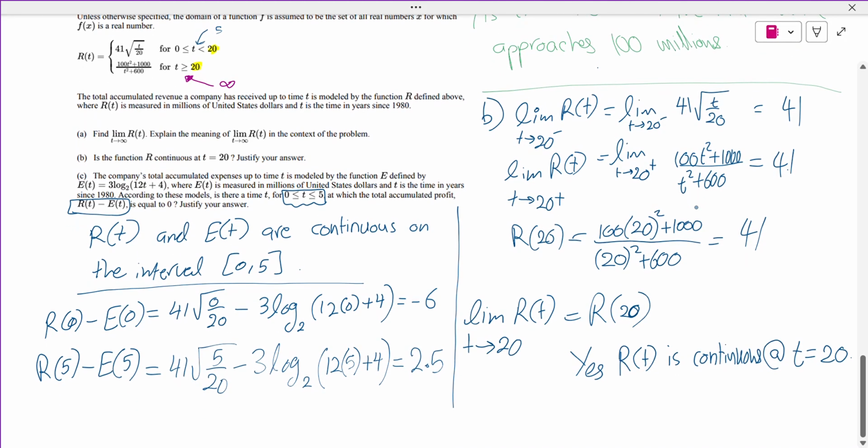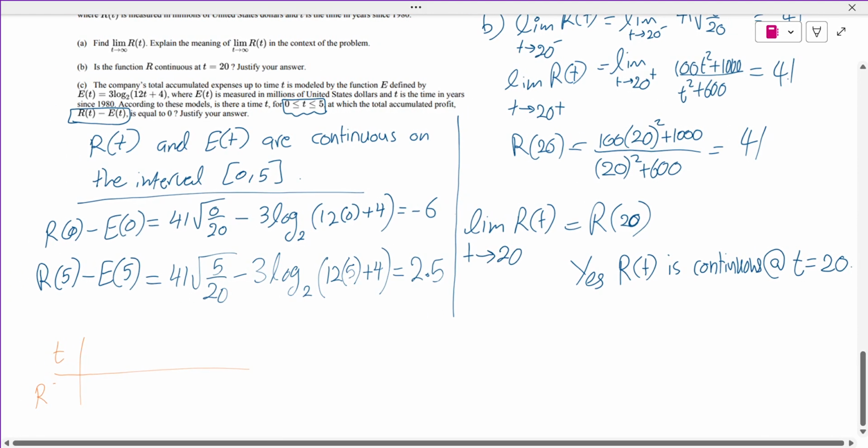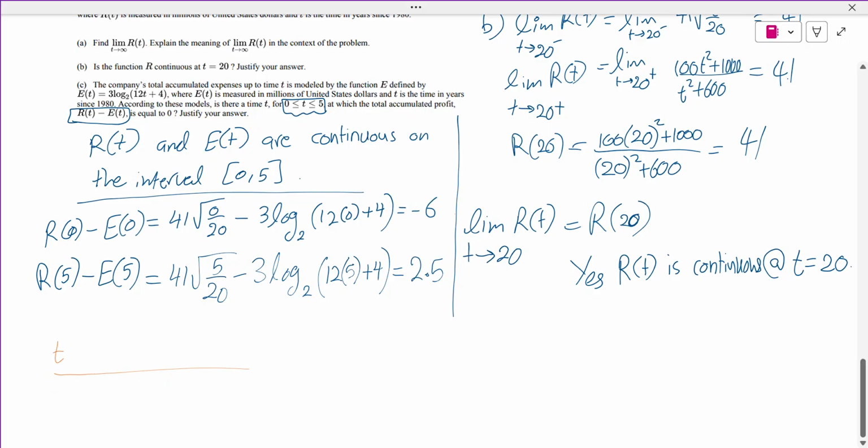So we found the profit at t equals 0. We found the profit at t equals 5. In part C, the question says, is there a time t in this interval at which the profit equals 0? So I would like to organize what we have done in a small table, where here we have t, and here we have r of t minus e of t, which is the profit. So when t equals 0, the profit was -6, right?